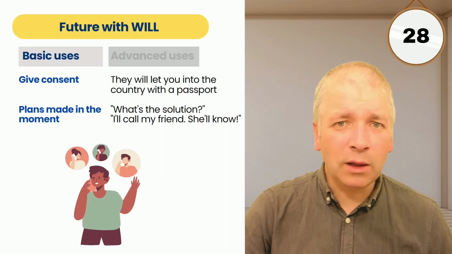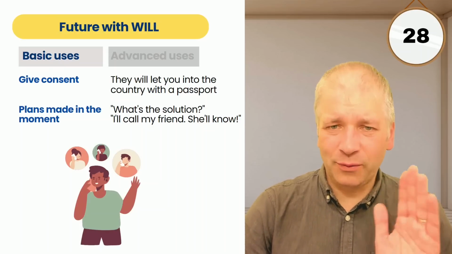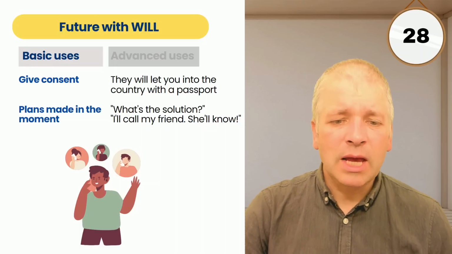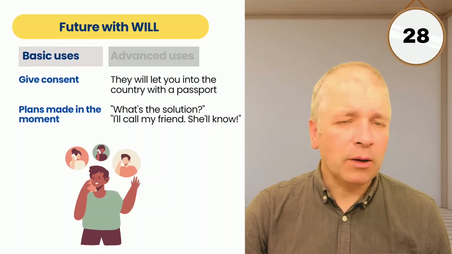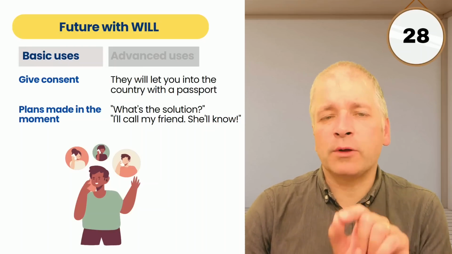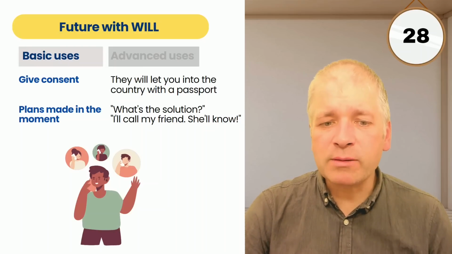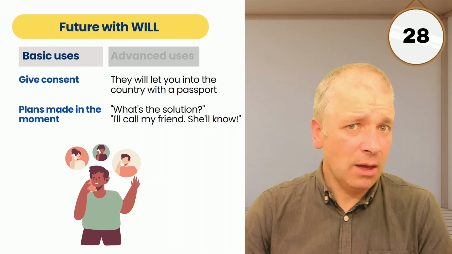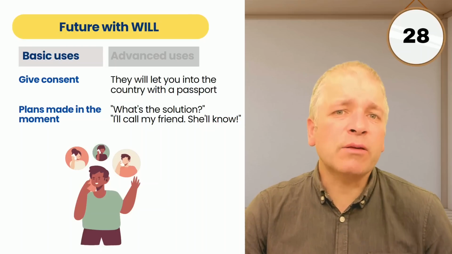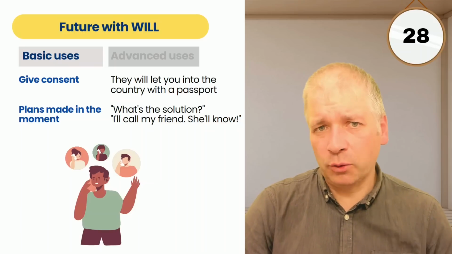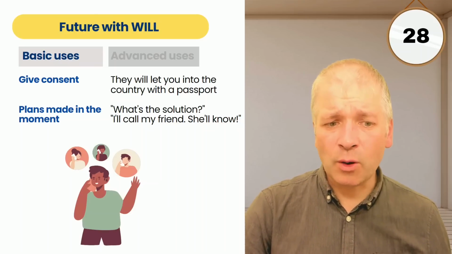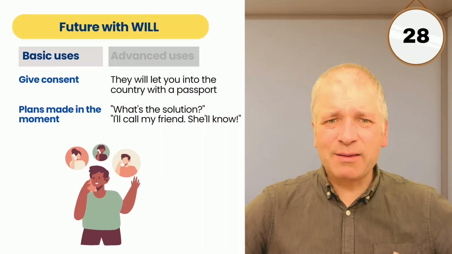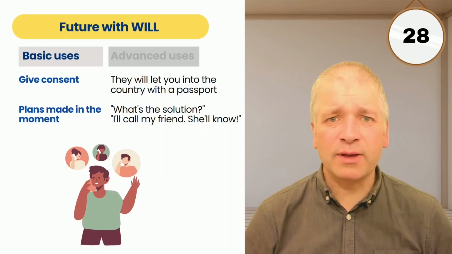Plans made in the moment. We often use will or the short form, which is apostrophe LL, to describe this. Look at the man here. He's on the phone. Why? Because someone has asked him what's the solution. And he replies, I'll call my friend. She'll know. So when we say, I'll call my friend, he's deciding what to do in the moment. I'll is short for I will. So when we make plans in that moment and we describe plans as we're going through the thought process, use will.